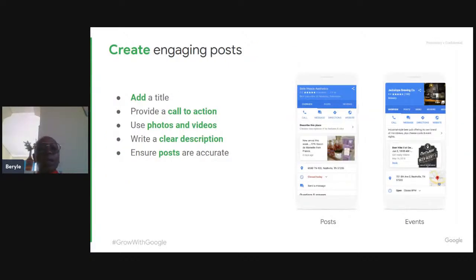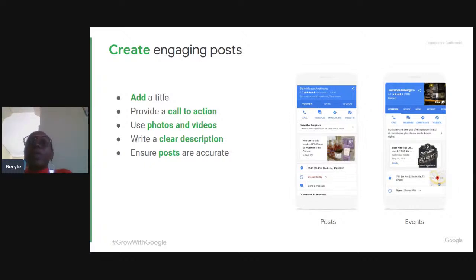Creating engaging posts. Add a title to your post. What is the first thing your audience will see when they click on your post? All right, so it needs to have a title, and then you need to provide a call to action. A call to action is the action that you intend your audience or your clients to take when they see your post. All right, so it should have a clear call to action.